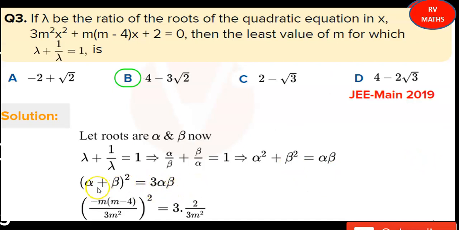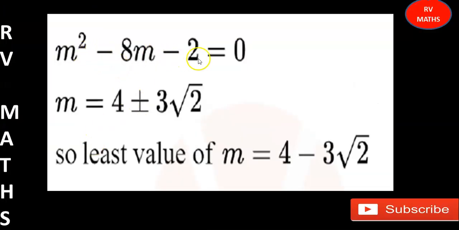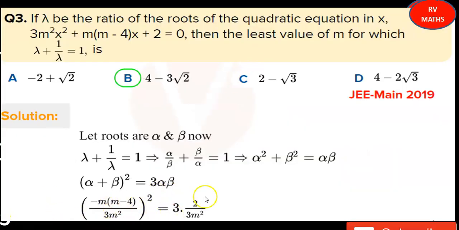Substitute the value of alpha plus beta, which is the sum of the roots, minus b by a. So this is the value of b and this is the value of a. So minus m into m minus 4 divided by a, which is 3m square. When you square this, you will be getting m square, m minus 4 whole square divided by 3m square, which means 3 square is 9 and m square, and on both sides 3 will get cancelled, so you will be getting 3 into 2 by 3m square. So m square minus 8m minus 2 equal to 0. When you simplify this term, you will be getting that.